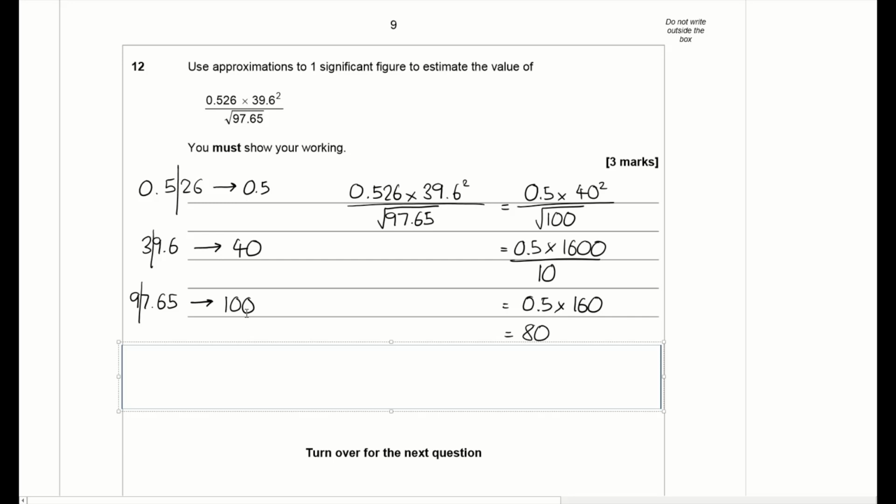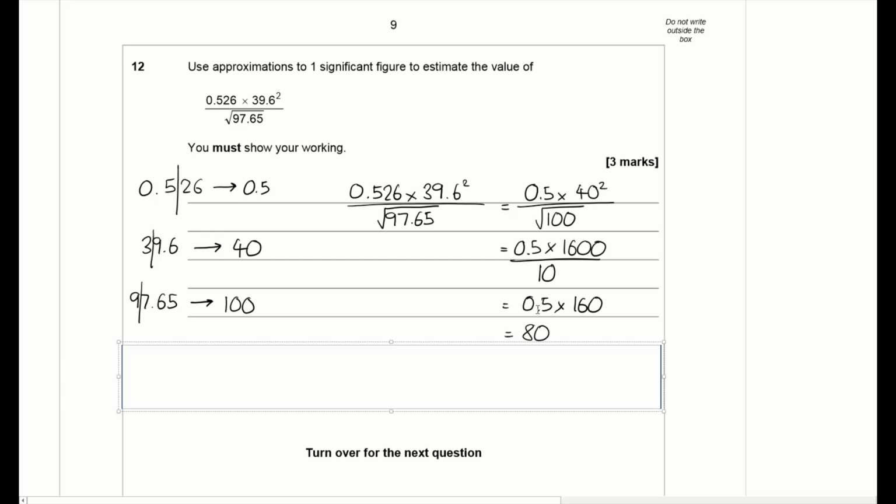Now all we do is replace all of the original values with their now rounded value equivalent. So it will be 0.5 times 40 squared divided by the square root of 100. 40 squared, well, if you just think of 4 times 4 is 16, and then there'll be 2 extra zeros because it's 40 times 40. Add those 2 zeros on, 1,600. The root of 100 is just 10. Next thing to do is just consider, well, 1,600 divided by 10 is just 160.